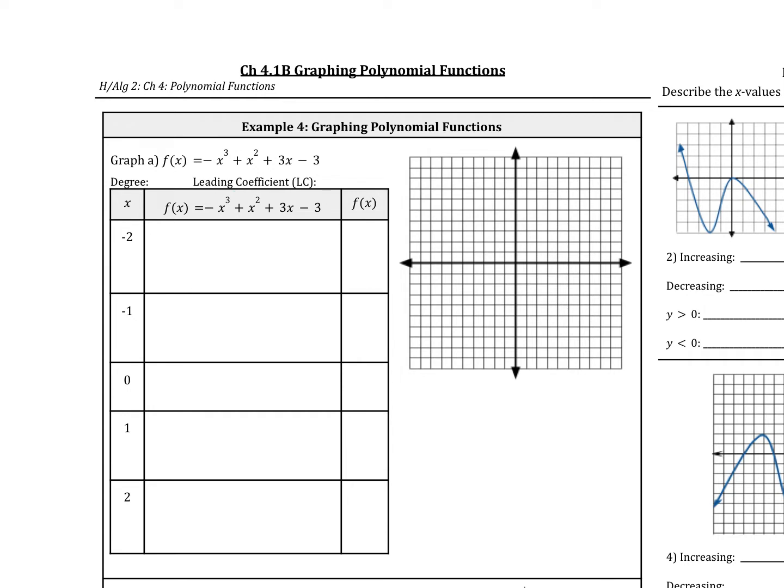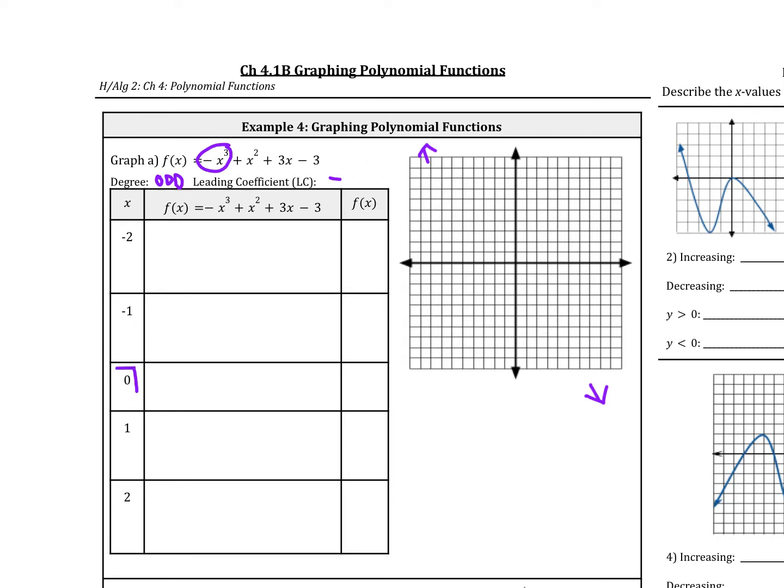So if we're looking at this polynomial, f of x equals negative x cubed plus x squared plus 3x minus 3, we know that the highest degree is 3, and therefore that is odd. The leading coefficient of that same monomial is negative. So odd negative tells us that the ends are going in opposite directions. So we know the ends: it's going up on the left and down on the right. If we plug in some numbers, that helps us get a little bit more information.